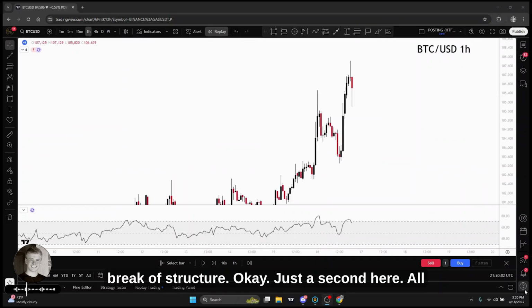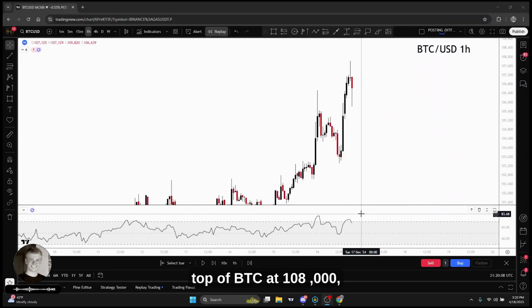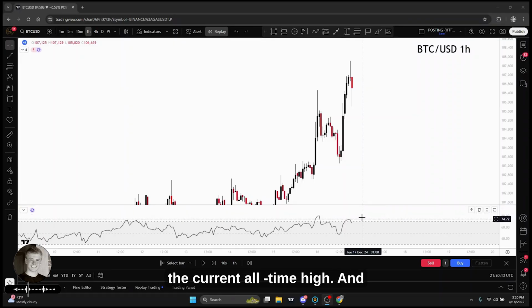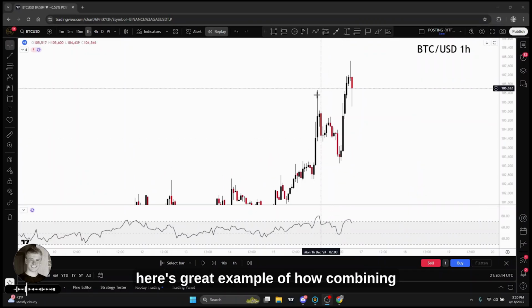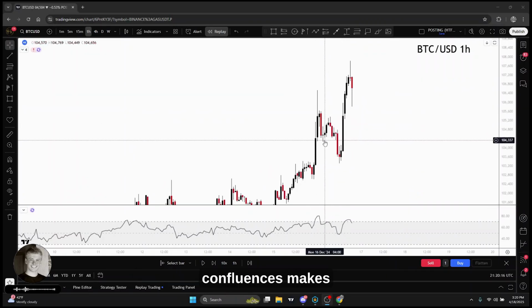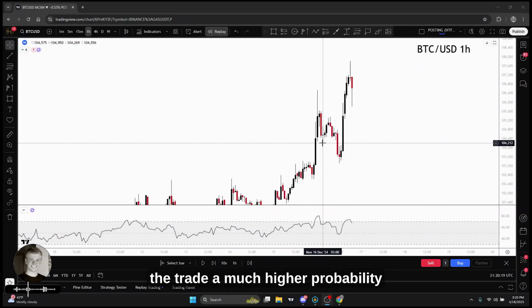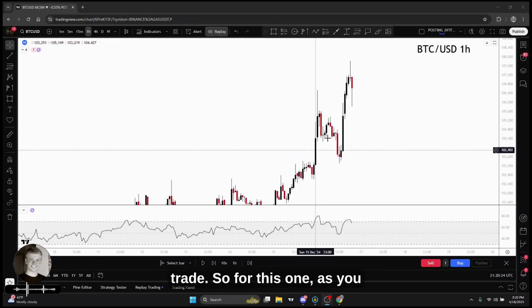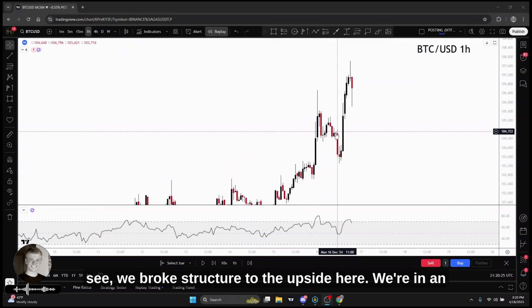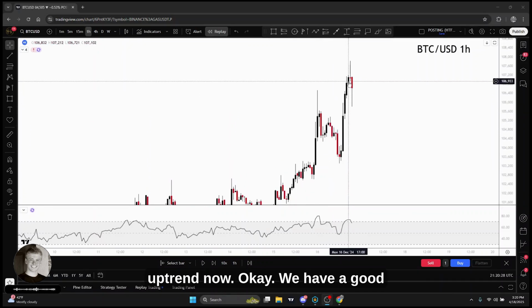All right, now this setup is how you could have used these tools together to short the perfect top of BTC at 108,000, the current all-time high. And here's a great example of how combining confluences makes the trade a much higher probability trade. So for this one, as you can see, we broke structure to the upside here. We're in an uptrend now.